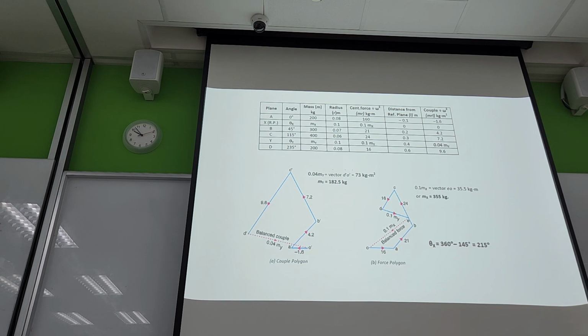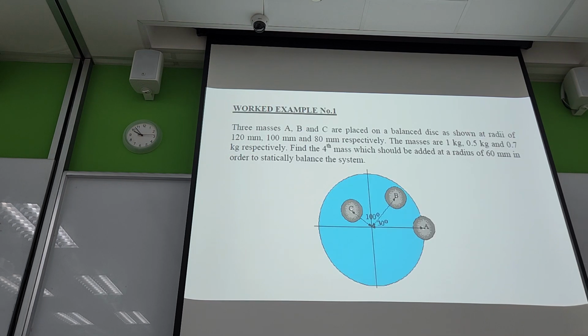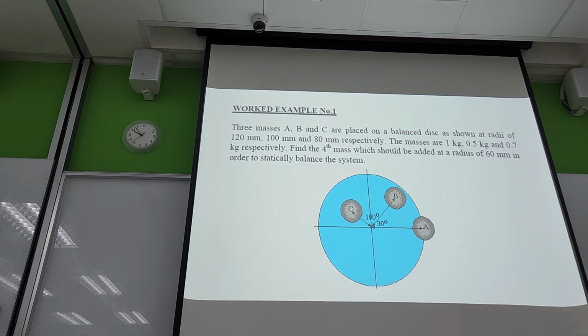Is that okay? Okay, so you do the next example. But this one is simple. It is static balancing only, so you are only plotting the MR polygon. Write down the M values, R values, then write down the MR values.